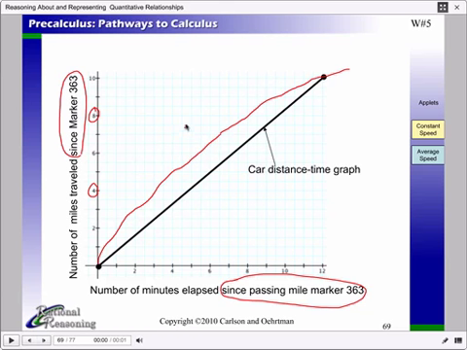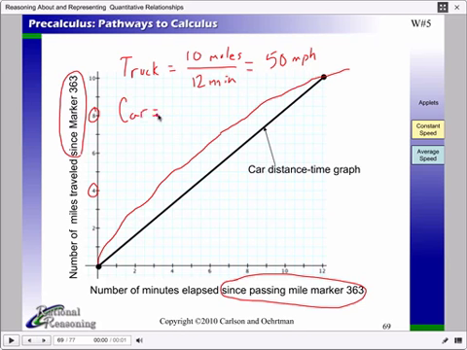How many miles did the truck cover in those 12 minutes? 10 miles in 12 minutes. What is that speed? Isn't that still the same 50 miles per hour? The car, we went on cruise control at 50 miles per hour. Was the truck going 50 miles per hour the whole time? No. It was going faster and slower.